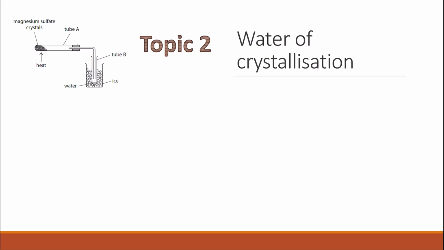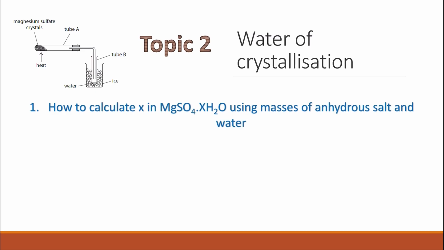The second topic is water of crystallization. It's very common in the exam to provide you with an experiment where they use a hydrated salt, dry it, and collect the water of crystallization. In these questions, they usually ask you to calculate the number of waters of crystallization within the hydrated salt. So for example, how to calculate x in MgSO4.xH2O using the masses of the anhydrous salt and the water. You need to convert these masses into moles and then see the molar ratio.